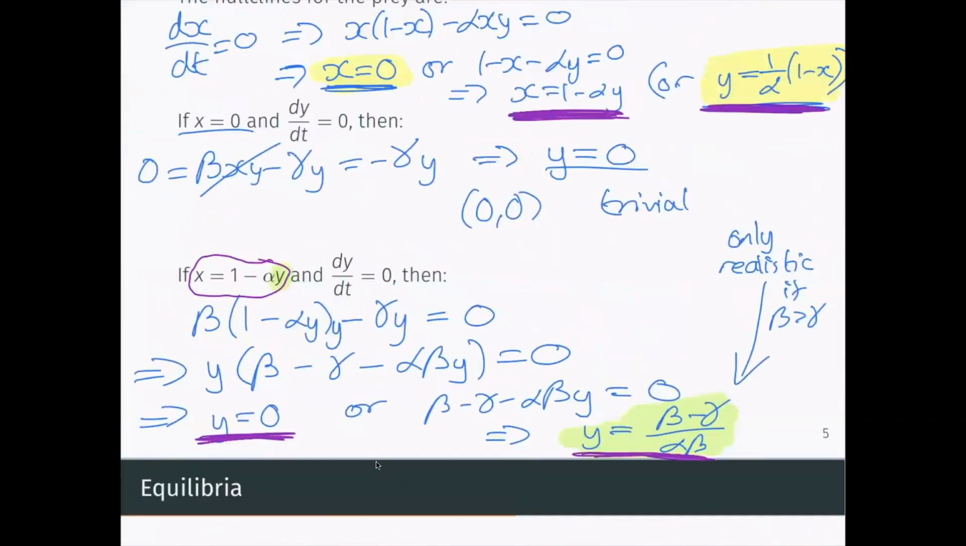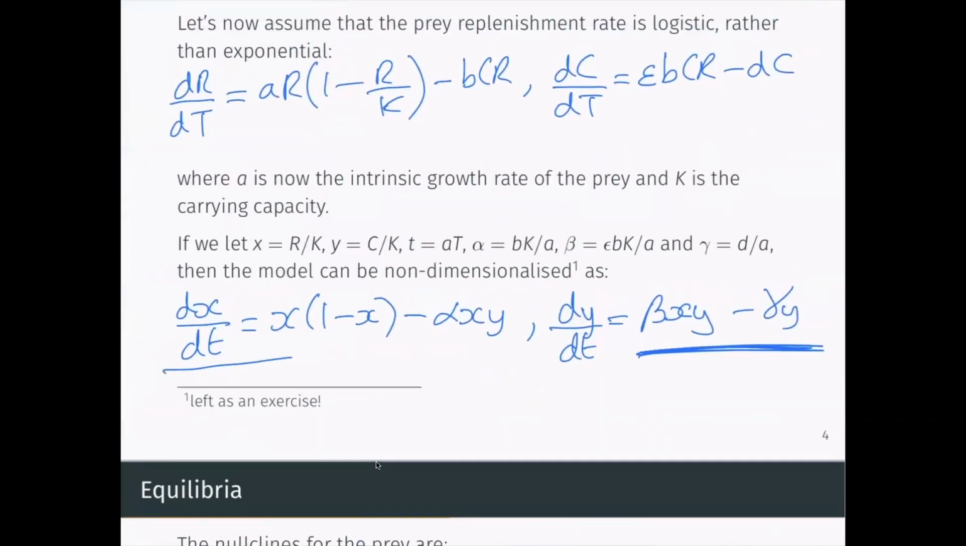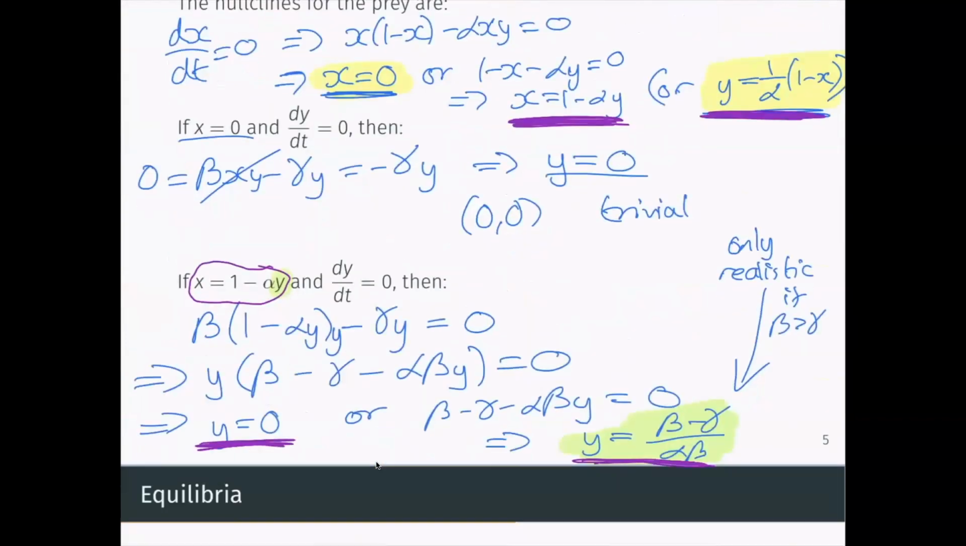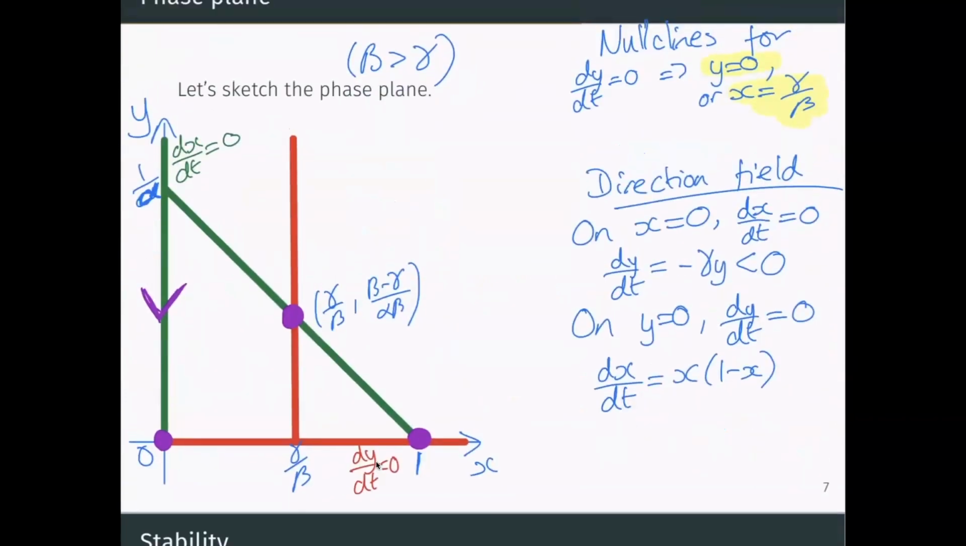The dx/dt equation, let's just go back up here. This is our dx/dt equation. We get a minus alpha xy. y is equal to 0, so we just have x times (1 minus x). We see here that this is going to be greater than 0 if x is between 0 and 1. It's going to be less than 0 if x is greater than 1. So that means when we're between 0 and 1, our arrows on this null line will be moving to the right, and when we're greater than 1, they'll be moving to the left.